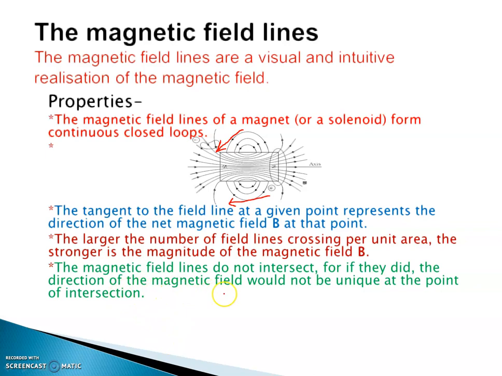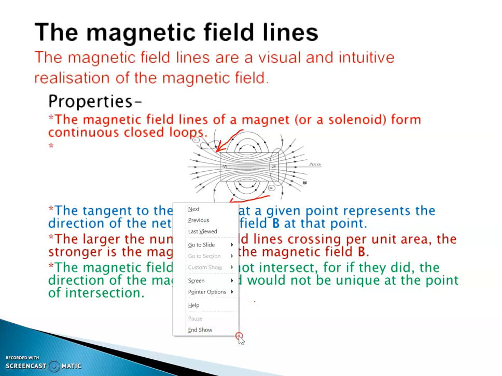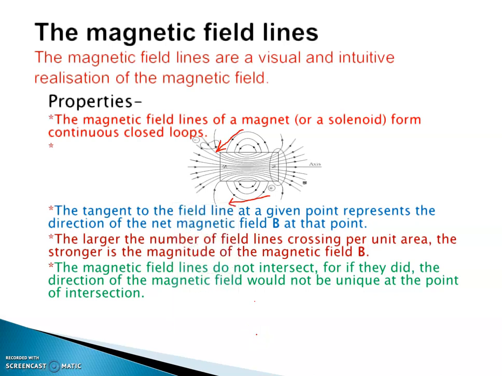Magnetic field lines never intersect each other, because the magnetic field direction would not be unique at the point of intersection. This can be understood very easily if we think contrary. Say we have a magnetic field line like this and another one is this one. They are intersecting each other.